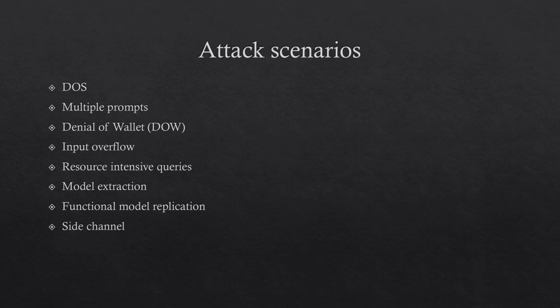And the last, sidechain attacks. Similar to traditional sidechain techniques, attackers try to infer internal model details by observing external behaviors, such as response time, output variation, or error messages. These signals may unintentionally leak information about the model's configuration, training data, or logic, enabling further exploitation.